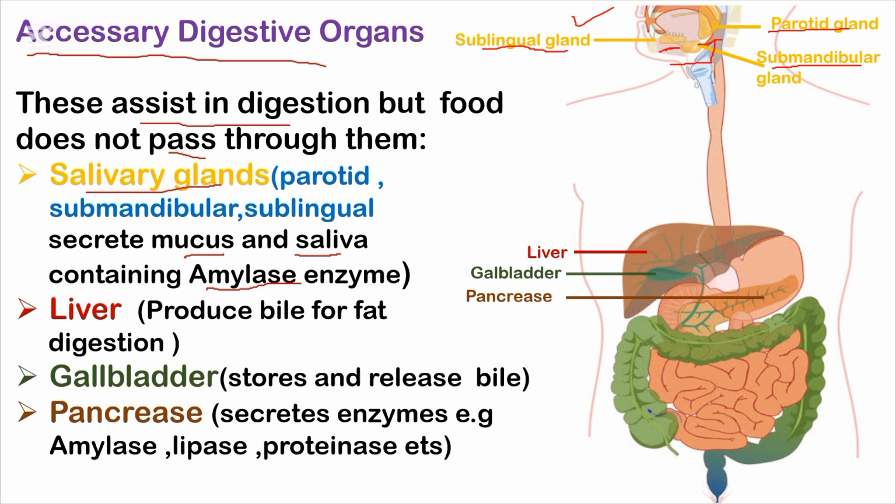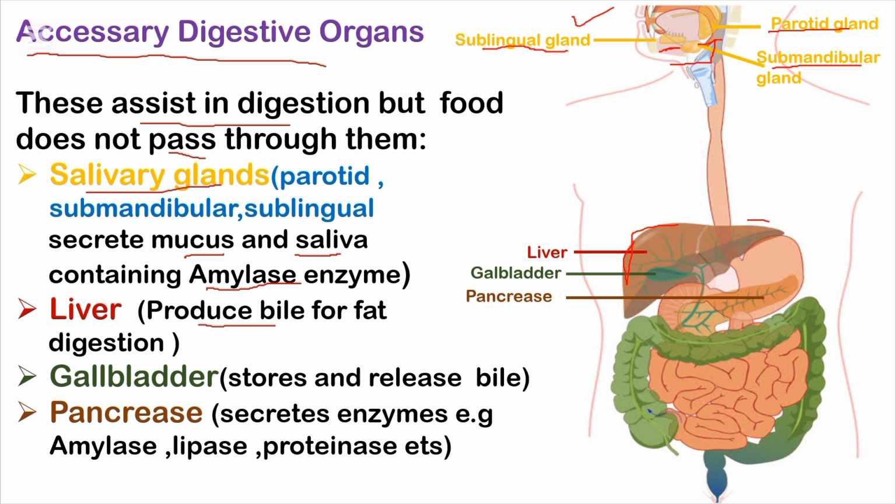Next organ is the liver. This is the liver and its role in digestion is just the production of bile that helps in digestion of fat. The liver has an extensive role in metabolism but it is not related to digestion. When we talk about digestion, then the liver has a role in just the production of bile.